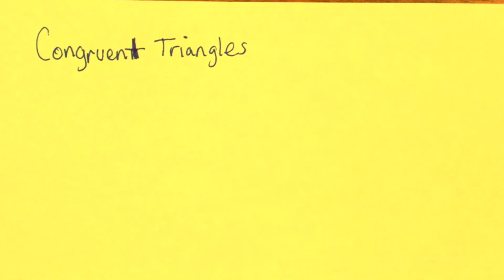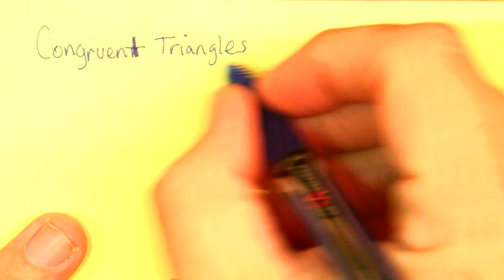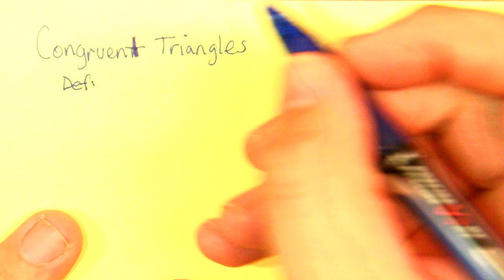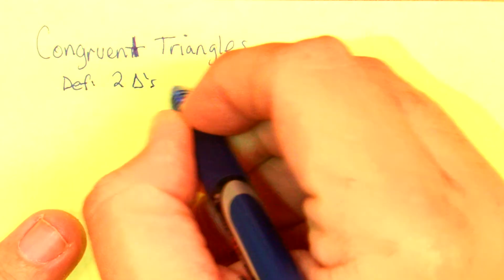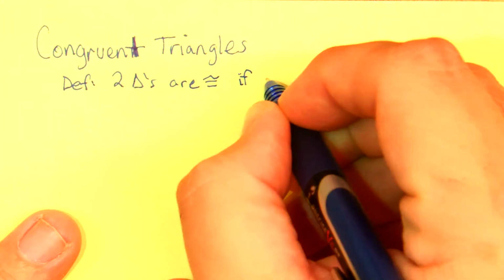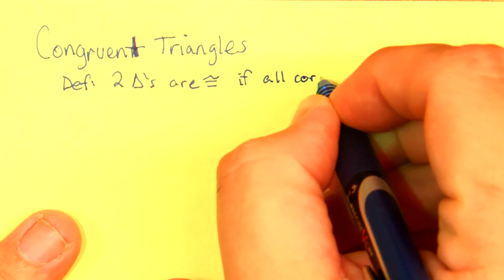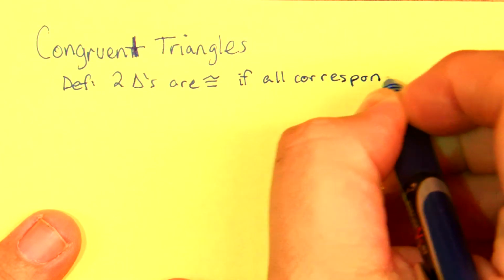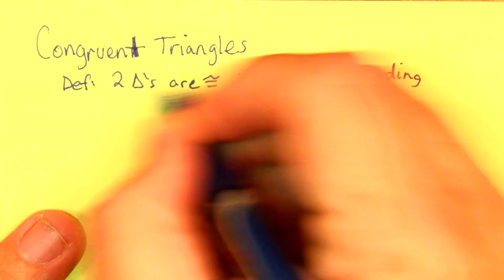Hello, talking about congruent triangles. This video is just about the definition of what congruent triangles are. Now, the definition, we'll write the definition as: two triangles are congruent if all corresponding parts are congruent.